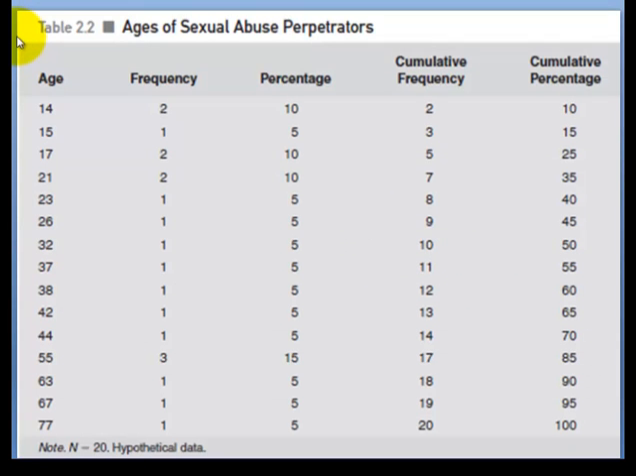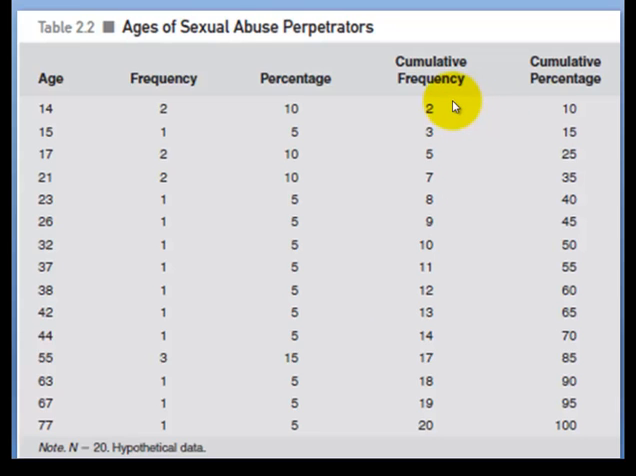This particular frequency distribution table presents hypothetical data pertaining to the age of sexual abuse perpetrators. Sample size here is 20. So this column is listing frequencies. This column, the third column or middle column in the table, is listing percentages. As a for instance, there are 3 perpetrators aged 55. So we take 3, we divide by 20, and that is yielding the 15% after we multiply by 100.